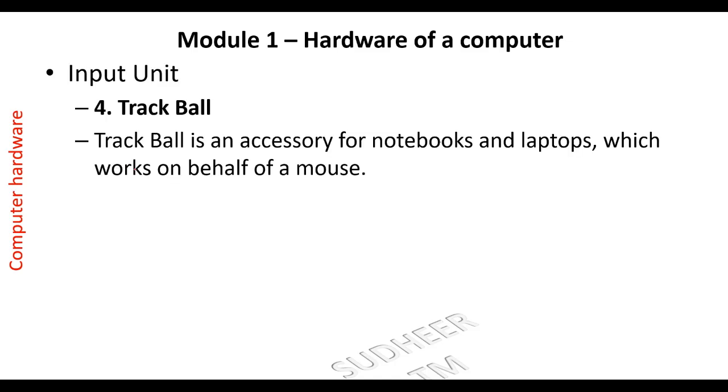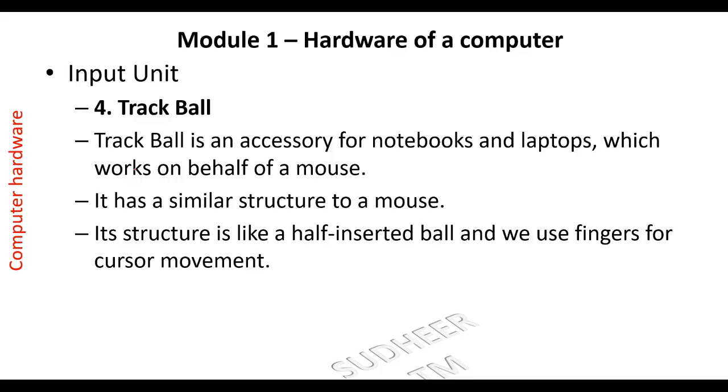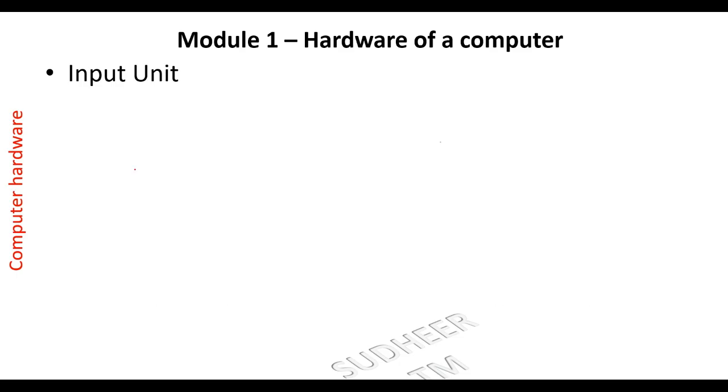A trackball, also the same thing like a mouse. Trackball is necessary for notebooks and laptops, which works on behalf of a mouse. In the case where there is no mouse, we can use a trackball. It will have just a ball. With that ball, you can move the cursor here and there. Similar structure to that of a mouse. Its structure is like a half inserted ball, and we use fingers for cursor movement.